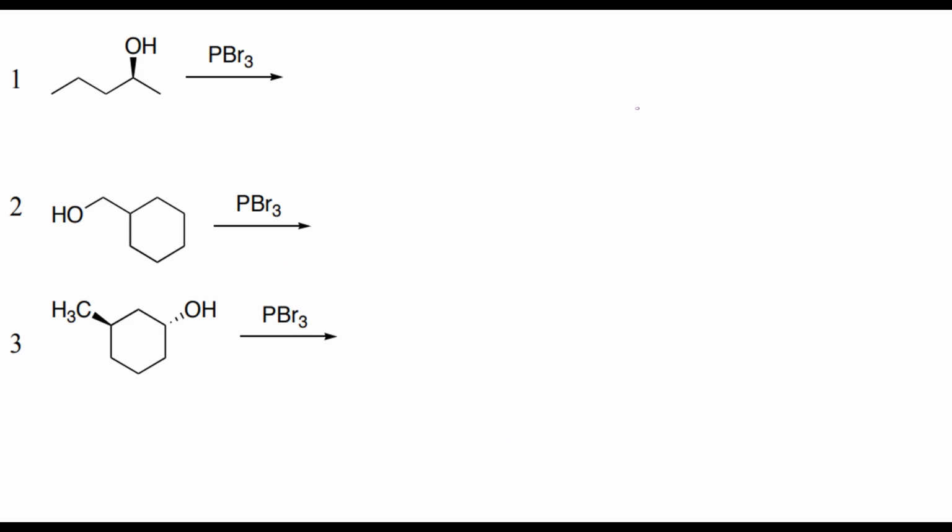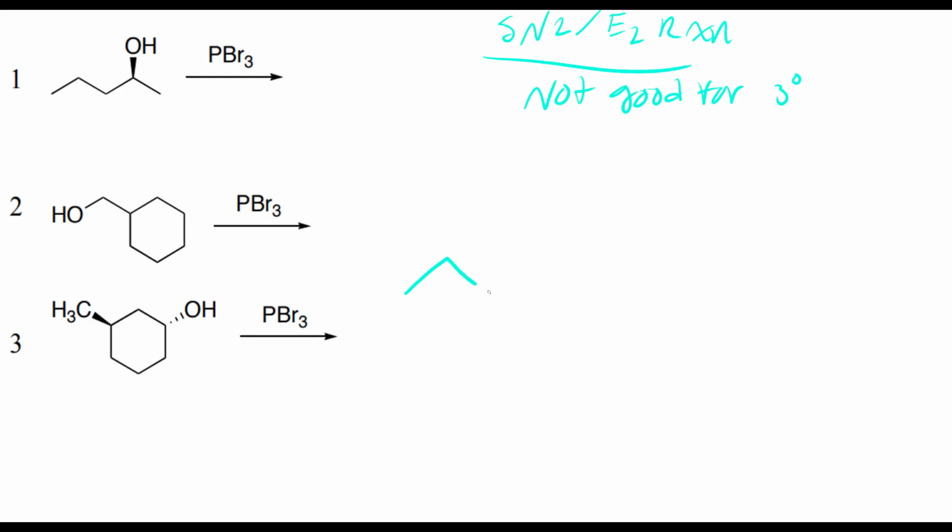Okay, now we're working with PBr3, which just replaces an alcohol with a bromine, and it changes the stereochemistry. So this goes by an SN2 reaction. It can also do an E2 reaction. Okay, and it's not good for tertiary alcohols. And we'll discover what is good for tertiary alcohols. In this case, here's a reaction. OH, and then we have phosphorus with 3 bromines.